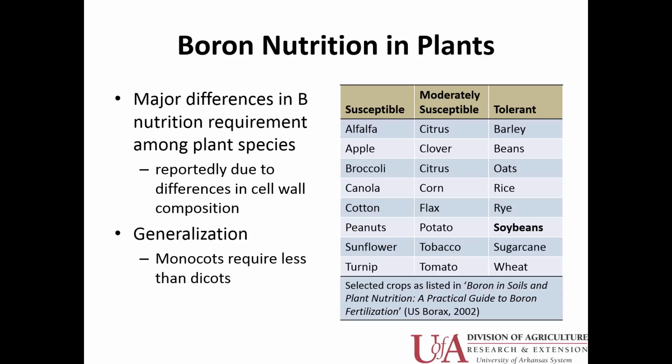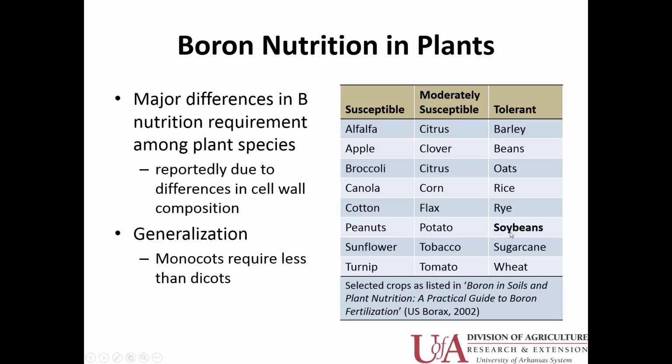If you look at their tissue concentrations, typically grasses have lower boron concentrations in their tissue than do dicot plants like soybean or cotton. Over here, the other thing I would point out, in the plants that are considered to be most susceptible to boron deficiency, you can see that there's a few legumes. Alfalfa, clover is not in here listed, but it certainly is in the middle category. Peanuts, more susceptible than other plants. Soybean and beans, on the other hand, also legumes, but they are considered to be relatively tolerant.